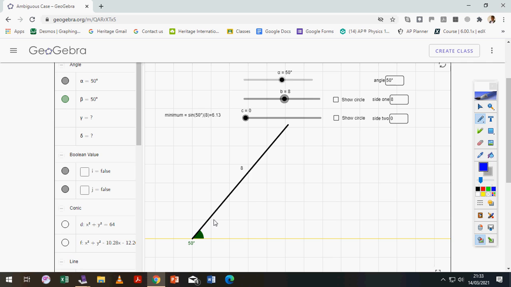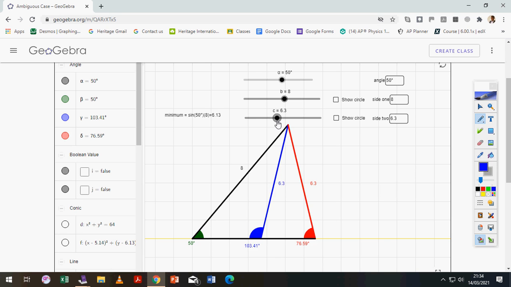So if the third side is less than 6, I'm going to move this so you can see, it will not be possible to have any triangle. And I'm going to post this link on your classroom so you can play around with it as well. If the third side is less than 6, I will not have any triangles at all. If that side is equal to 6.1, the height is 6.128 to 6.13, but this is not letting me get 6.13. Let me try to type it in.